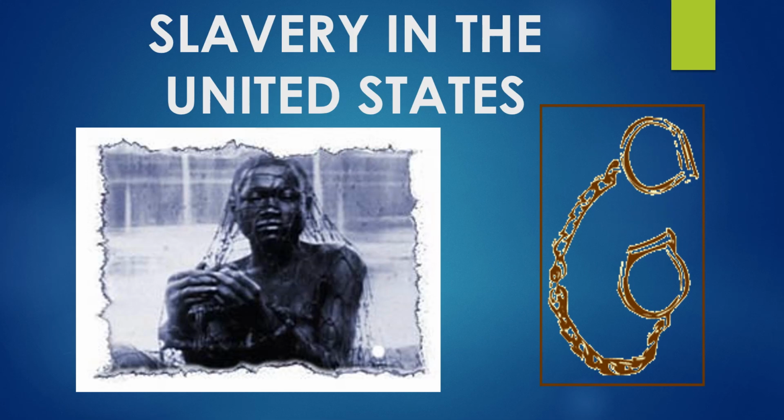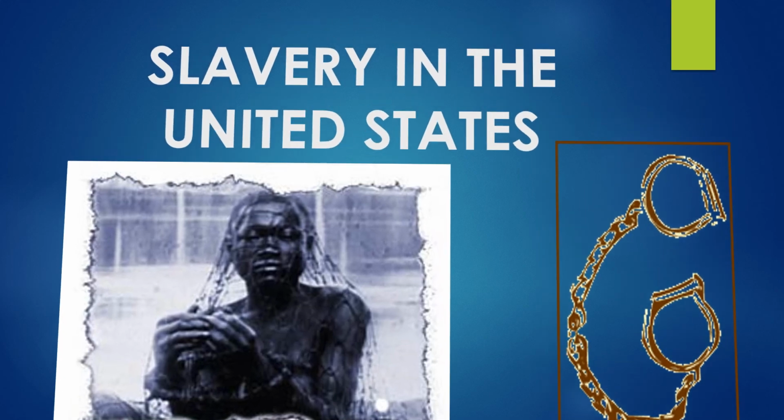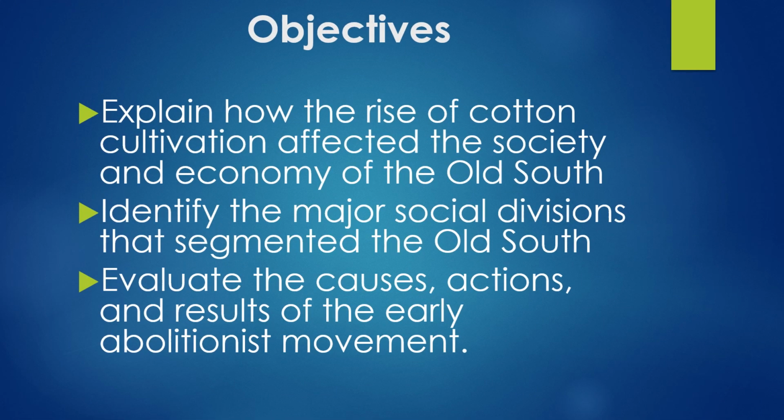Hey everybody, today's lesson is going to focus on slavery in the United States from the time of the Revolutionary War through about the outbreak of the Civil War. Our objectives are to, number one, explain the rise of cotton cultivation and how it affected the society and economy of the Old South, look at the major social classes that segmented the Old South, and then evaluate the causes, actions, and results of the early abolitionist movements.